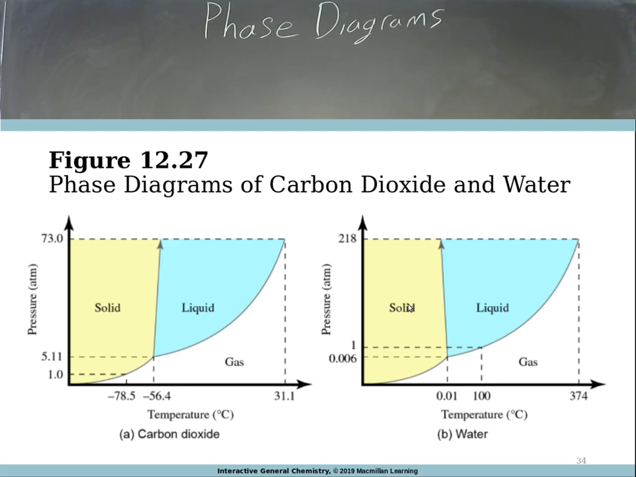Hopefully you can interpret them by, say, looking at a pair of temperature and pressure and identifying the phase that a substance will be in, identifying boiling and melting points at a given pressure, finding the critical point and the triple point, and I guess that's about it.